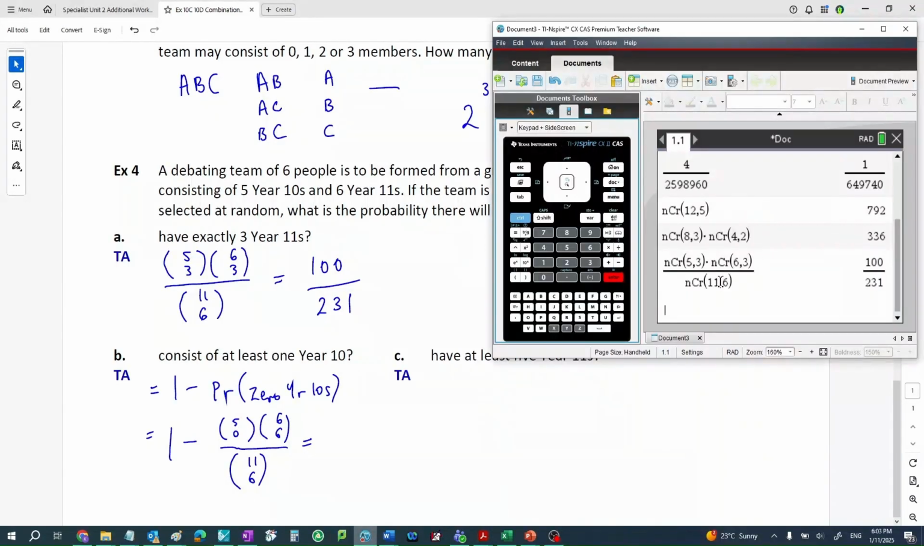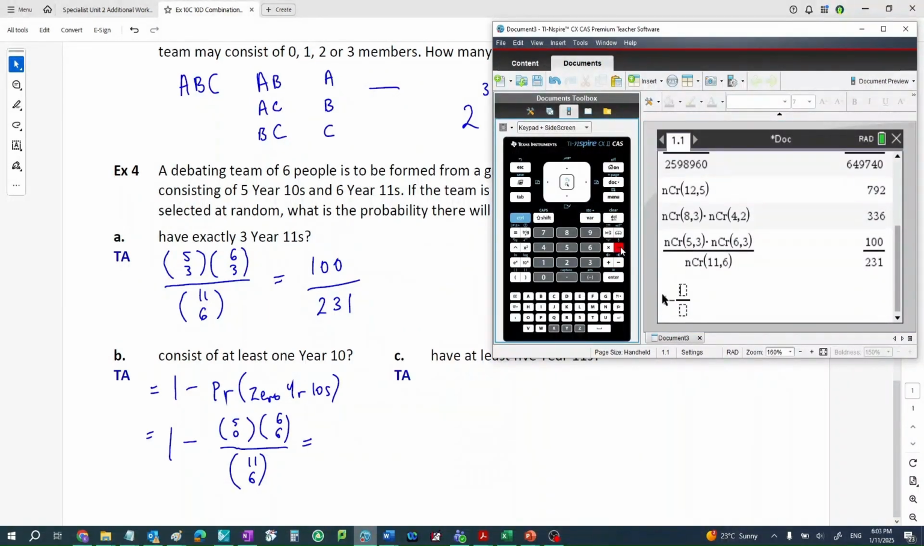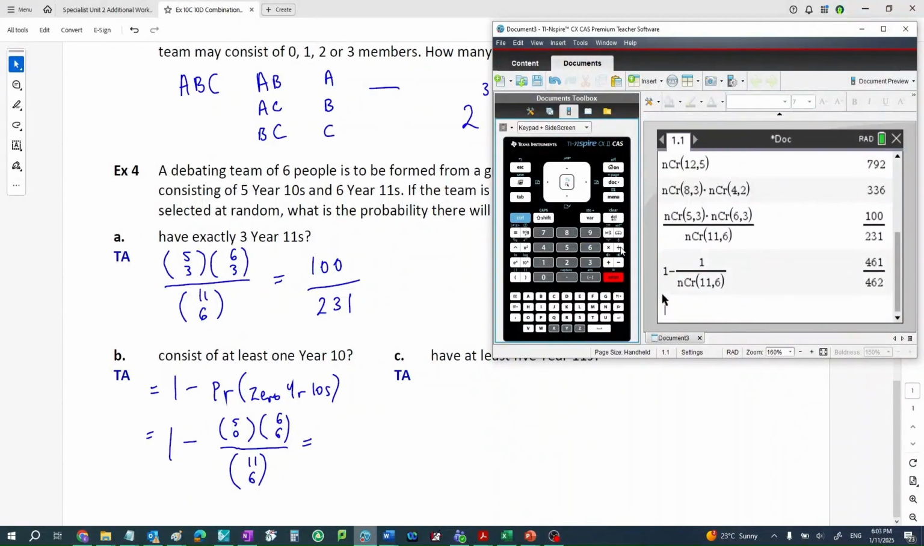Go to the CAS, 1 subtract, on top is 1, and the bottom is 11 choose 6. 461 on 462.